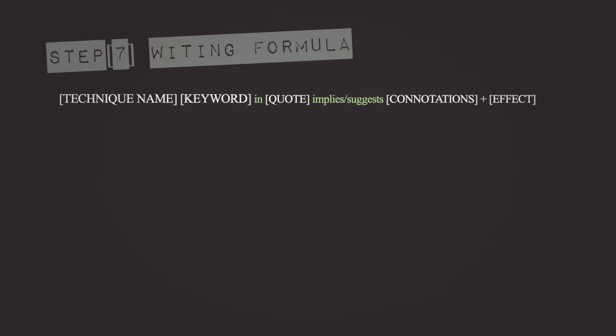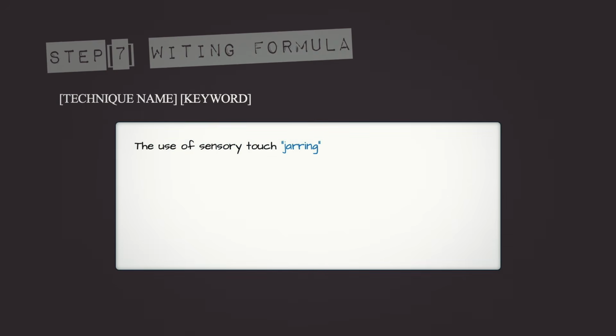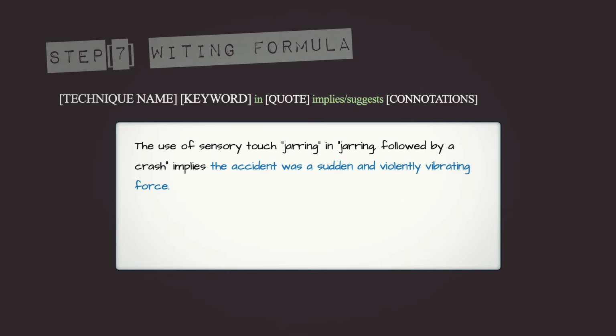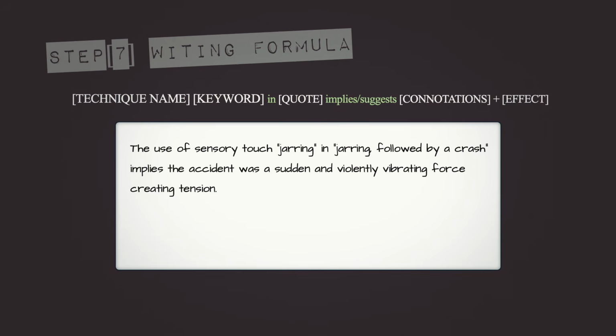Here's the formula, remember? Don't panic, it will make sense in a minute. We looked at some examples in the short guide. Let's take a look at some more now quickly to see how the formula works. Technique name, the use of sensory touch. Keyword, jarring, in quote, jarring followed by a crash. Let's use implies this time. Connotations, the accident was a sudden and violently vibrating force. Plus effects, creating tension. The use of sensory touch, jarring in jarring followed by crash, implies the accident was a sudden and violently vibrating force, creating tension.